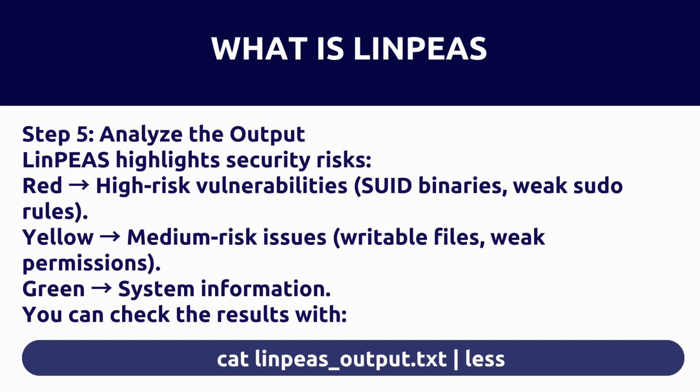LinPEAS analyzes security risks. If it shows red, that means a high risk vulnerability, probably SUID binaries or weak sudo rules. If it is yellow, it's a medium risk issue, probably writable files and weak permissions. If it's showing green, that's system information. Then you can check the results with cat linpeas_output.txt | less.